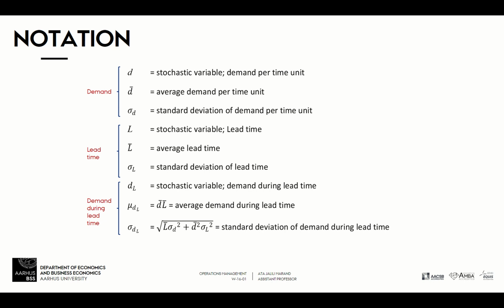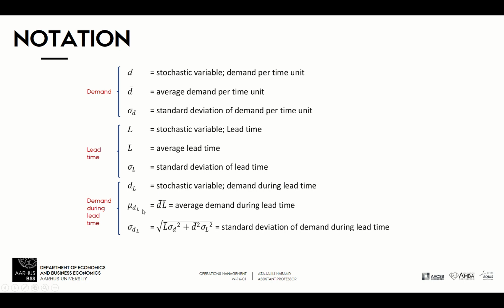And then, if we define DL as the stochastic variable for demand during lead time, we can calculate its mean, which is mu DL, and standard deviation, which is denoted by sigma DL, under the assumption that the demands in different time units are independent of each other. You can also see some examples or explanations about how the stochastic variables can be aggregated at the end of these slides, in the appendices.